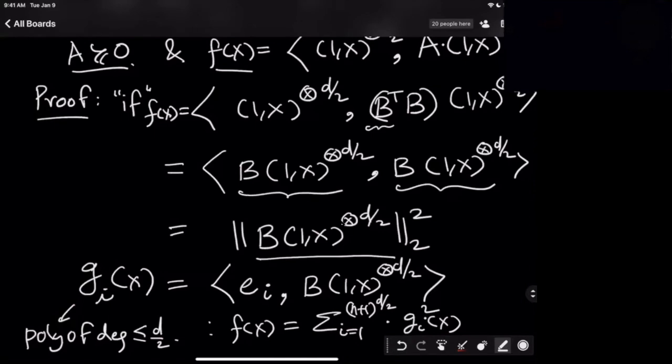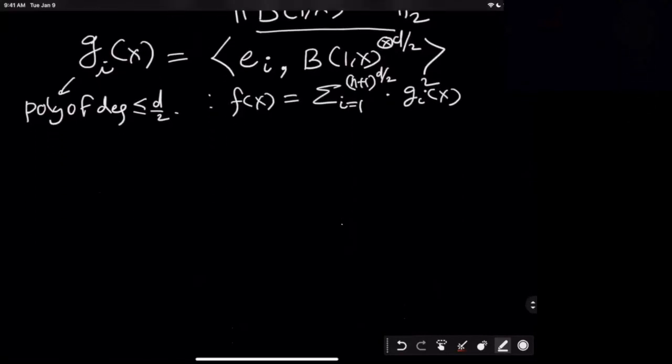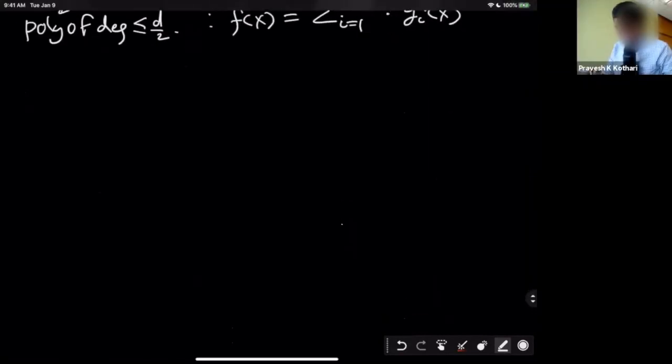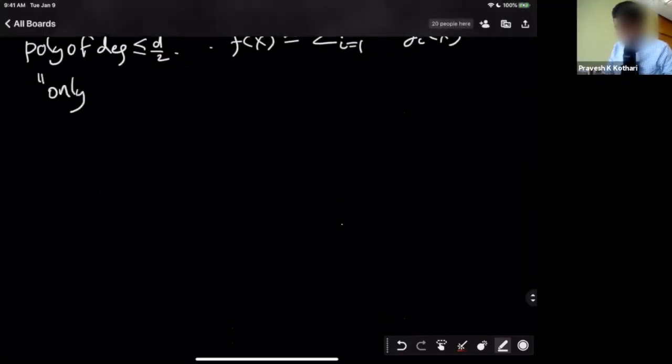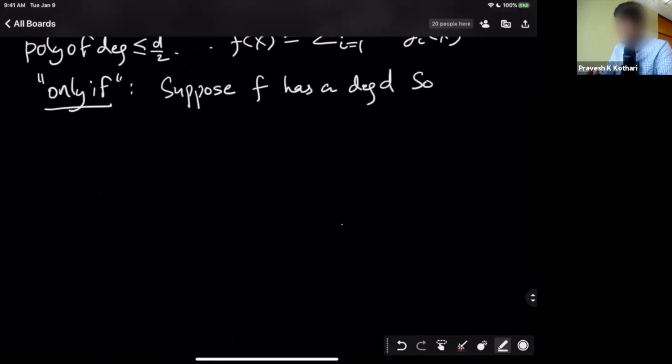So we've proven the if part. Let's prove the only if part. So, what does only if mean? Suppose that f has some SOS certificate. Well, what does it mean? It means that f can be written as a sum of some g_i squares, let's say r of them.